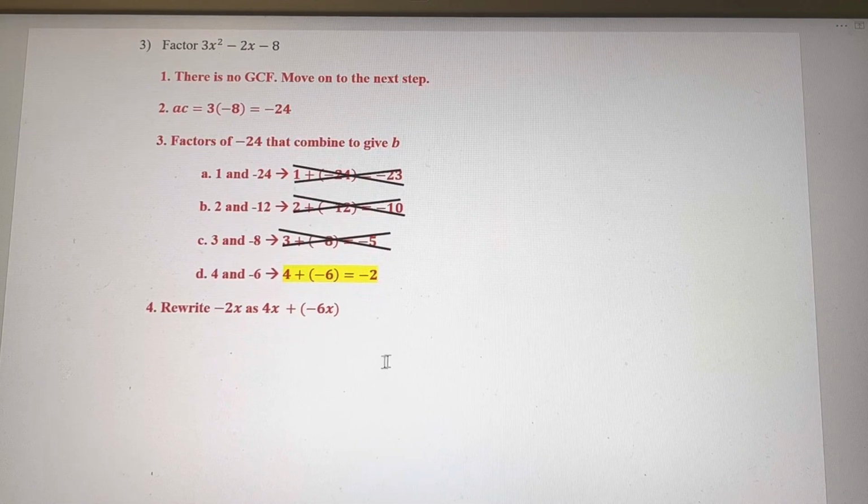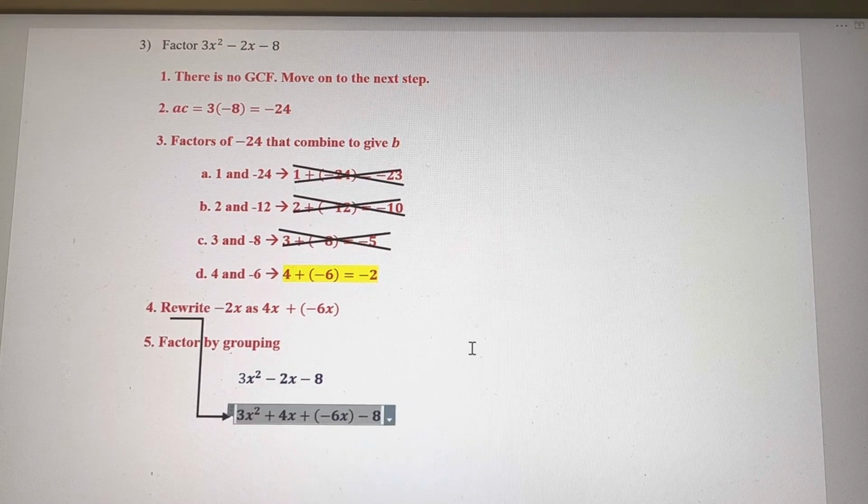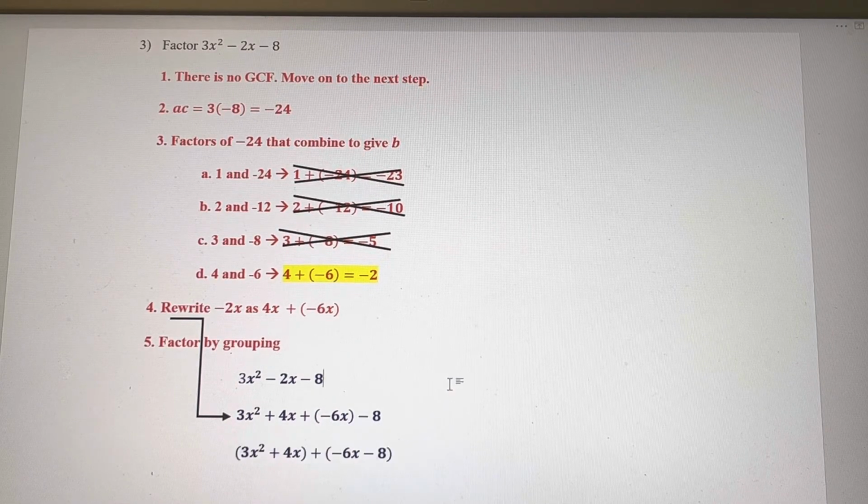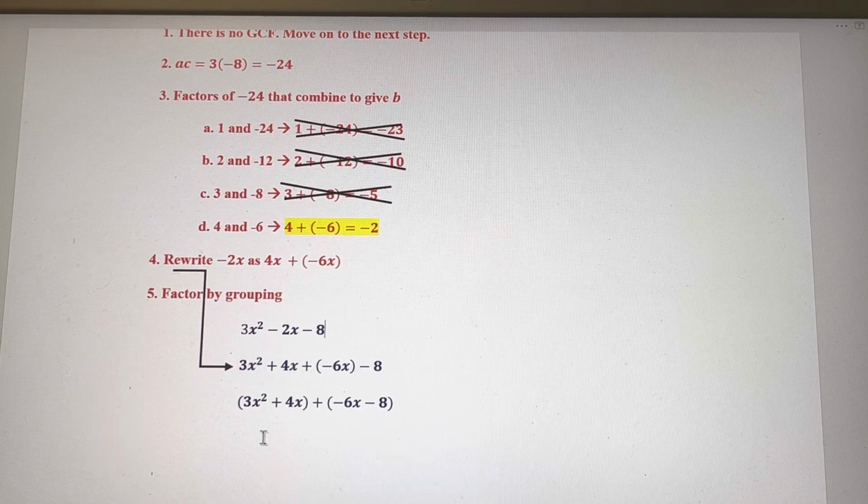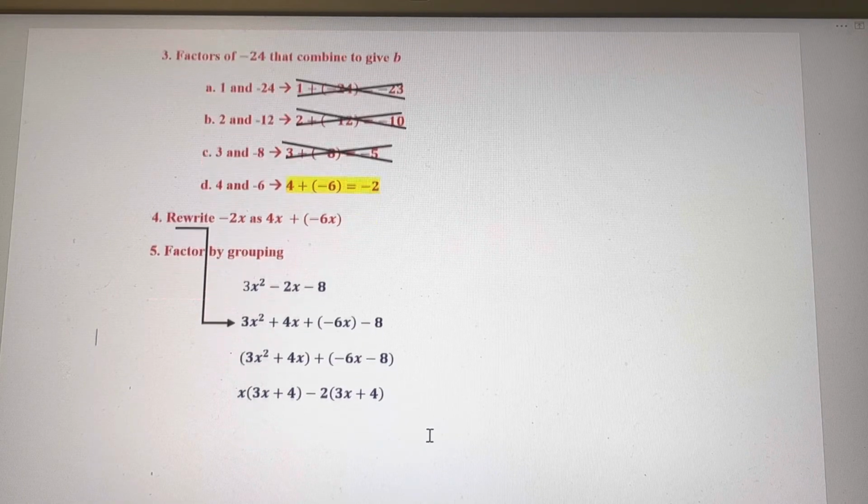Okay? So we want to factor that by grouping. We want to replace negative 2x with 4x minus 6x. Okay? And now we group the terms together again, just like always. First two terms together, they both are only divisible by x. And it leaves me 3x plus 4 on the inside. Negative 6x and negative 8, only divisible by negative 2. We got to take out a negative 2, and that leaves me with 3x plus 4.